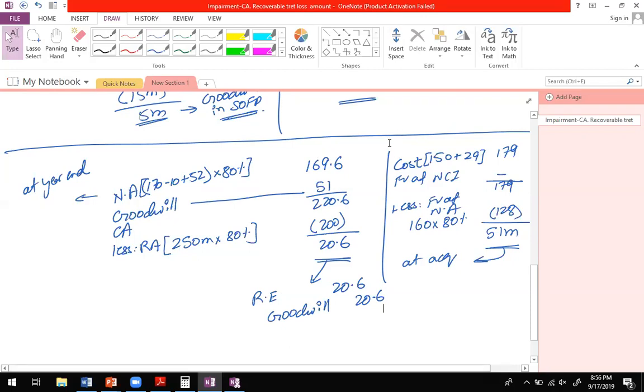Now this impairment loss was a challenging area of the question, but if something of this type repeats again, that is not going to be a challenging area, but it should be easy for you people. Any questions in this?